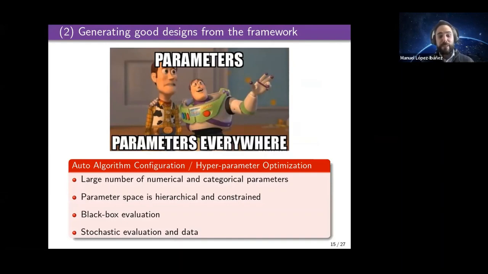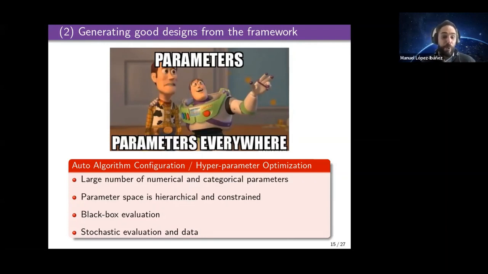This parameter space is hierarchical. That means that some parameters are only active or only have an effect if other parameters take certain values. And it's also constrained. There are constraints between the parameters that constrain their values. It's also a black box problem because you don't have a mathematical model of this algorithmic framework. If you want to know how a certain algorithm design performs, you have to instantiate it from the framework and run it on particular problem instances or particular data sets.